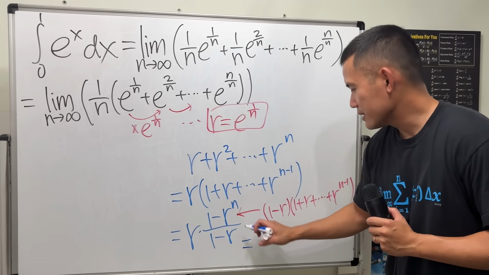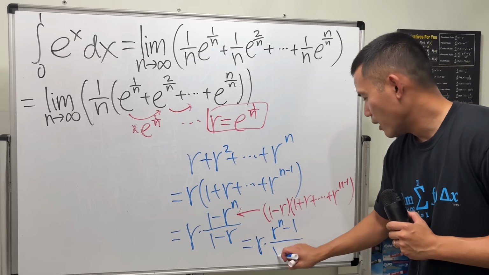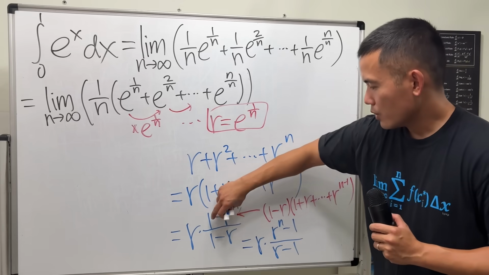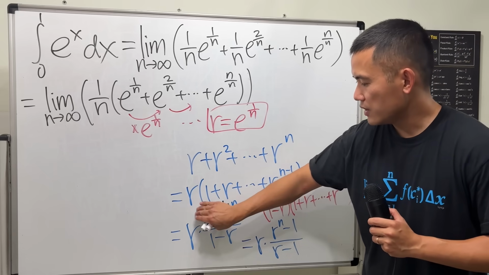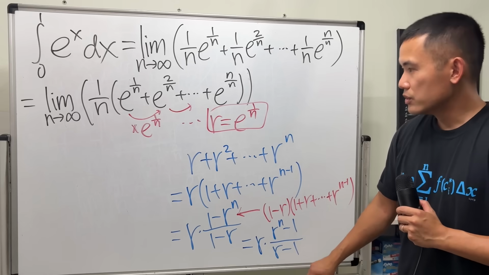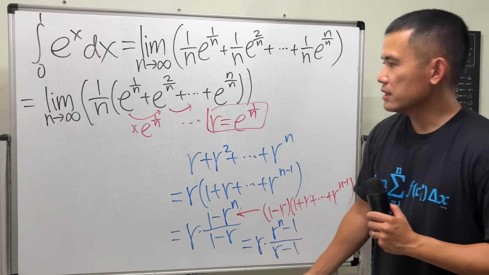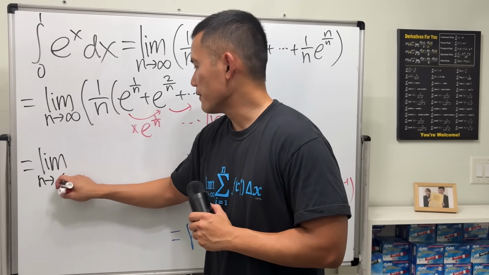So I will write this as r times r to the n minus 1 over r minus 1, because we can switch the order of subtraction on the top and on the bottom. Factoring out negative here, and then negative here, and then negative cancel, we get this. So using this, we will get the limit as n goes to infinity.